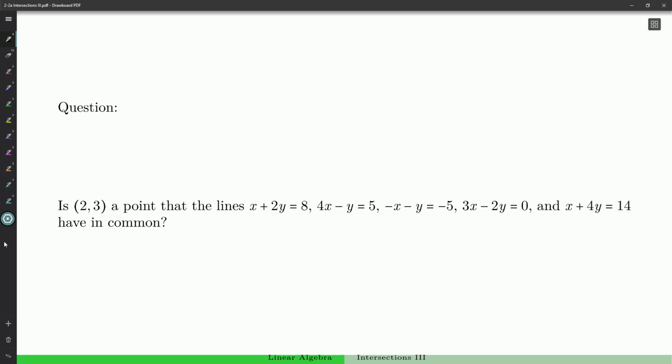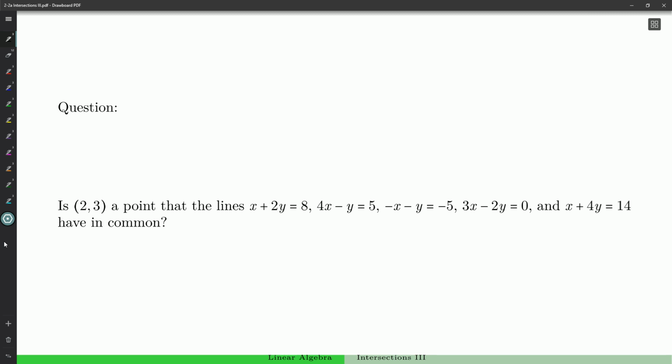Is (2, 3) a point that the lines x plus 2y equals 8, 4x minus y equals 5, negative x minus negative y equals negative 5, 3x minus 2y equals 0, and x plus 4y equals 14 have in common?